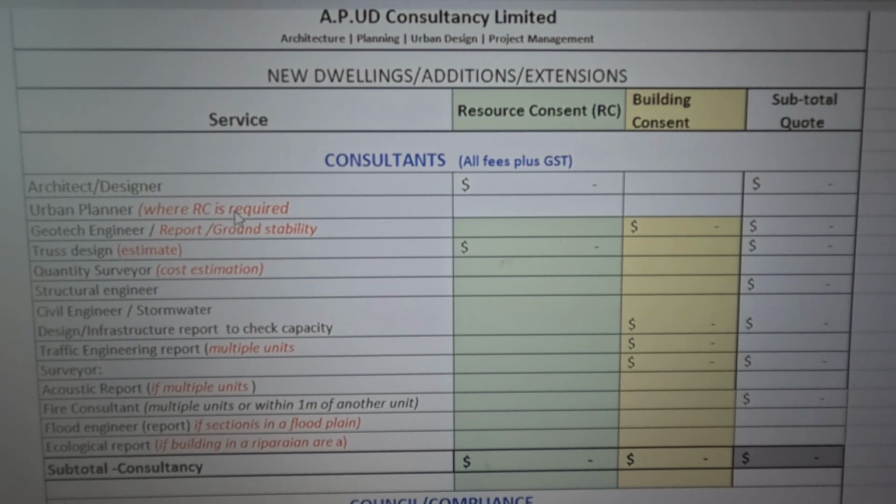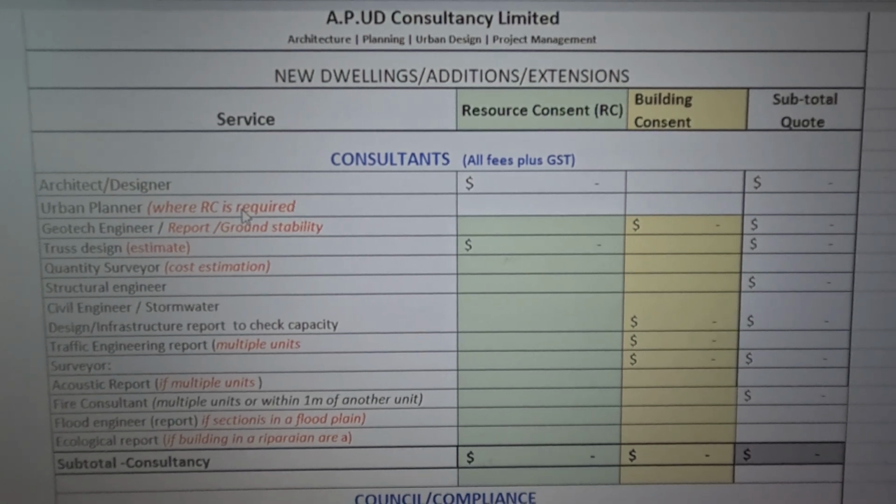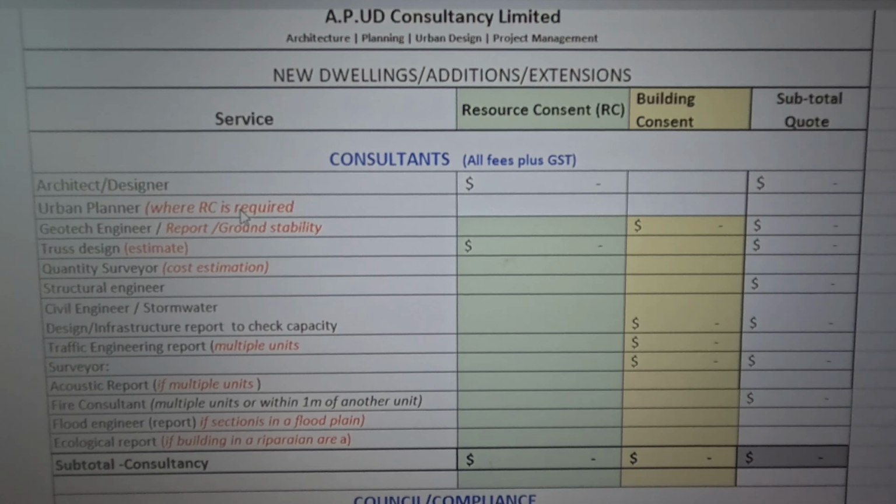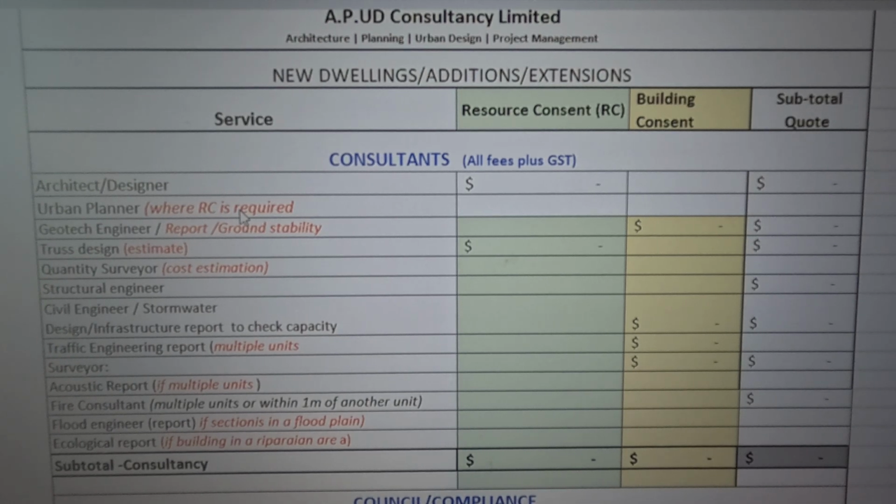Truss design: if you're going to build using trusses, you will need a truss design. These are specialist truss designers, where your designer or architect will just give them the plans or the roof plan of your proposal, and then they would generate trusses for you. It doesn't necessarily mean that you need to use trusses. You can use rafters, and you can size rafters using, again, the standard NZS 3604.